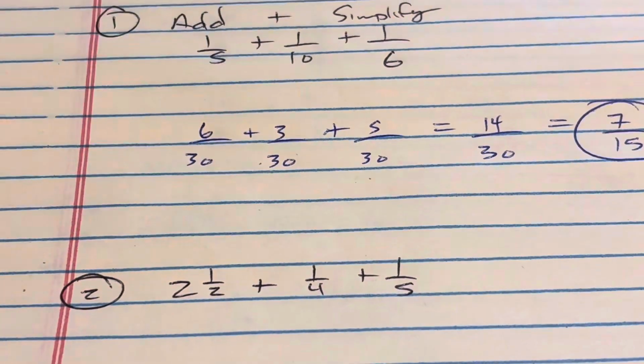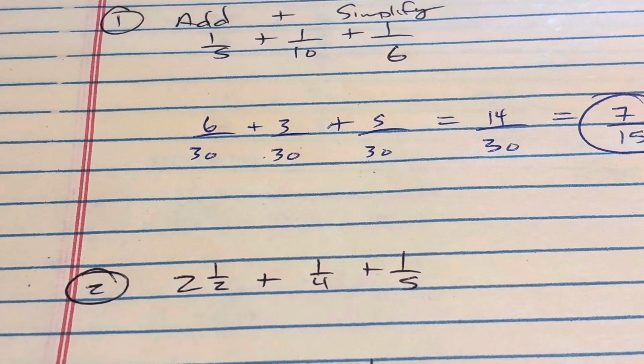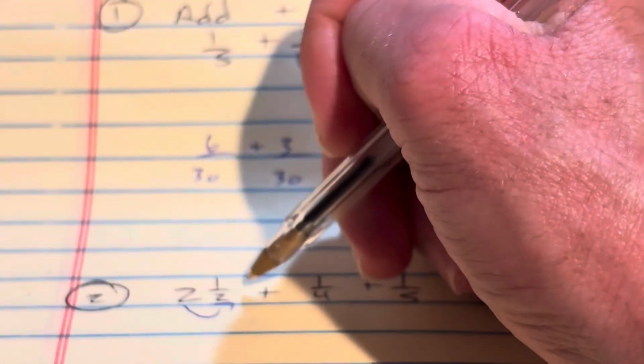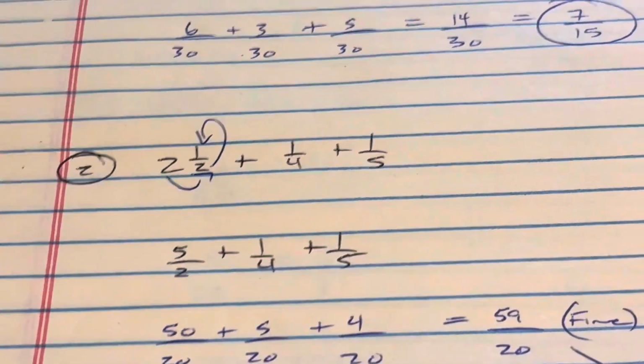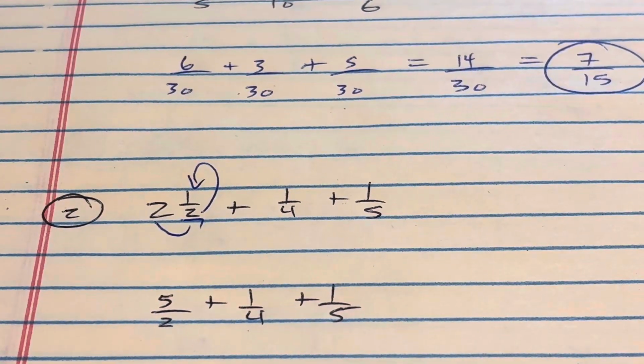Okay, so you have 2.5 plus 1/4 plus 1/5. So first off, how do we make 2.5 into something else? You're going to do 2 times 2, add 1. You guys might have called that the snowball method from elementary school. It's 5 over 2 plus 1/4 plus 1/5.